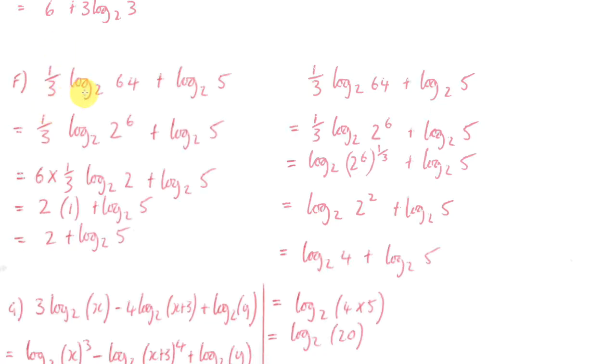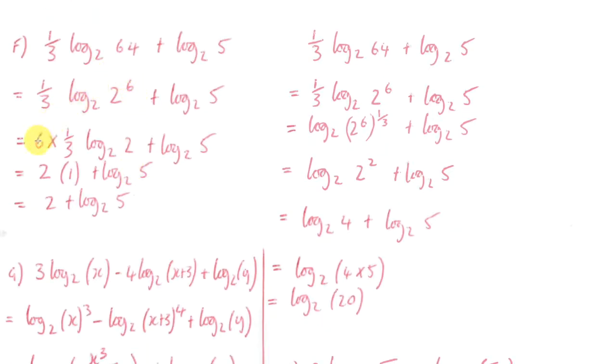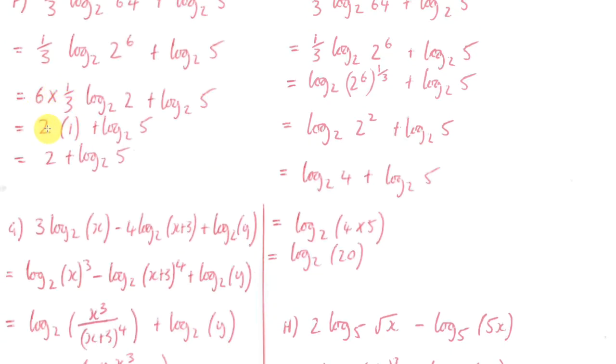F, a third of log base 2 of 64 plus log base 2 of 5. So the 64 I rewrite as 2 to the power of 6 in my next line of working here. With that power, I can take it down the front. So it's 6 times 1/3 log base 2 of 2 plus log base 2 of 5. 6 times 1/3 is 2. Log base 2 of 2 is just 1. And I end up with 2 plus log base 2 of 5. That's the answer.